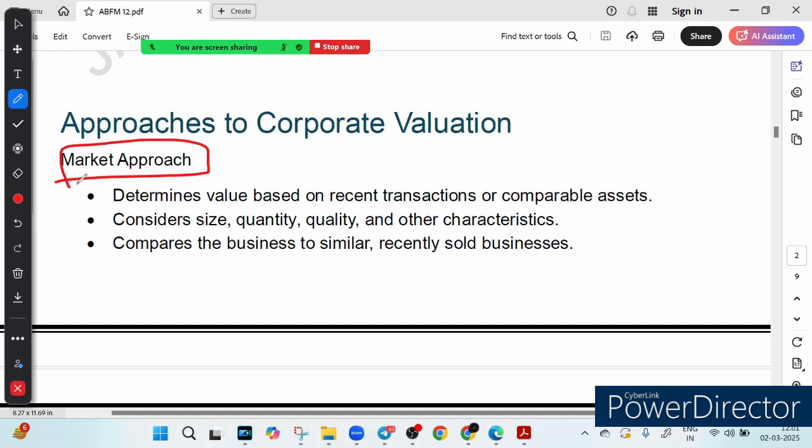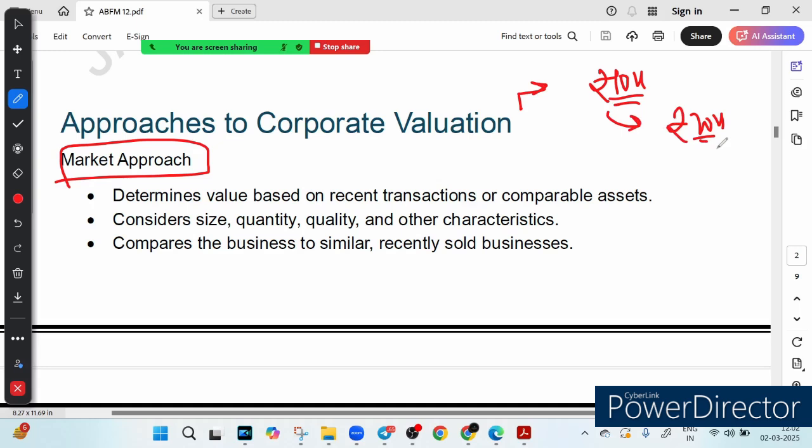If a phone with the same spec and condition was sold for rupees 10,000 last week, you would not expect to pay 20,000 for it today, right? That is exactly how the market approach works in corporate valuation.